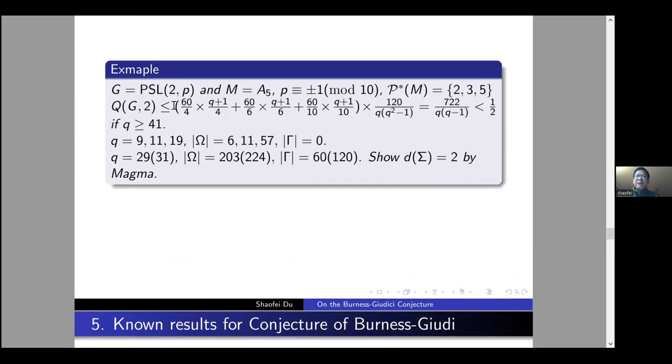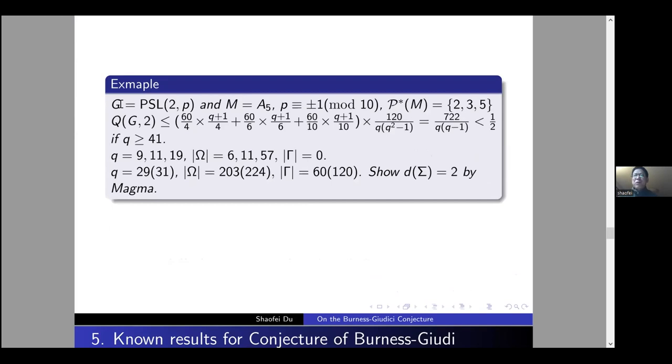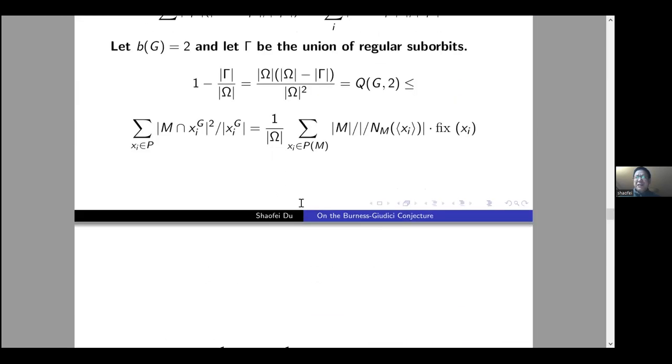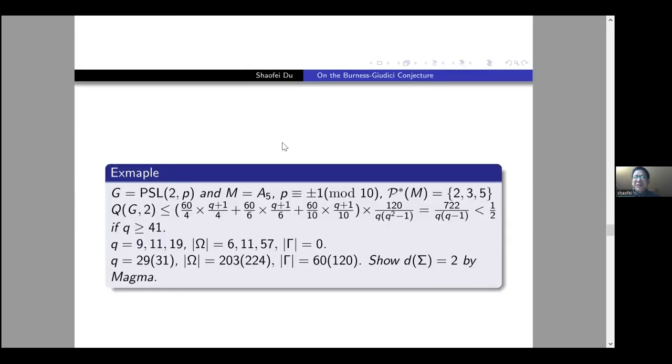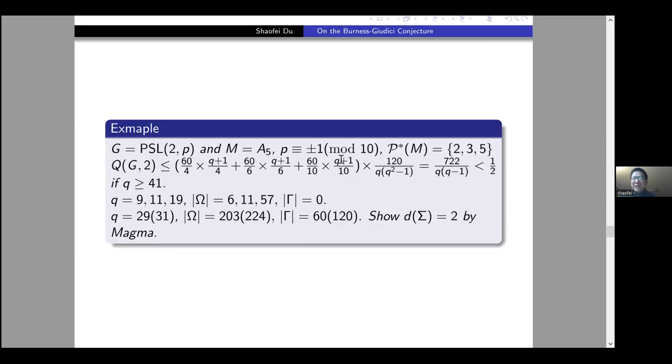Of course, you can determine all of the suborbits by computation, but it's very, very complicated. So we can use the probabilistic method. Take 2, 3, 5. These are the orders of the prime-order elements, because in A5 you have three primes: 2, 3, 5. Use this formula, you can compute Q_G(2) like this. Then you can check this is less than 1/2.